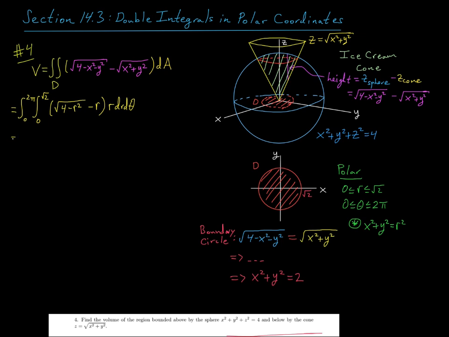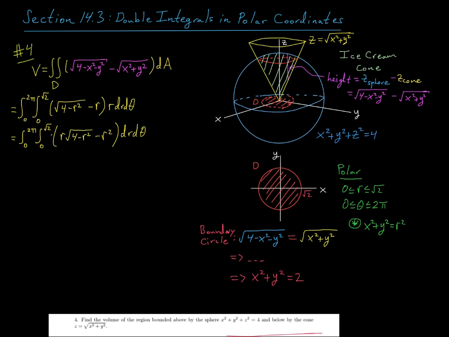So what I'm going to do now is distribute that r, and now we're having to compute r times the root of 4 minus r squared, and then minus r squared. Okay. The other thing to notice is that our integrand does not depend on theta, right? We keep seeing this pop up.